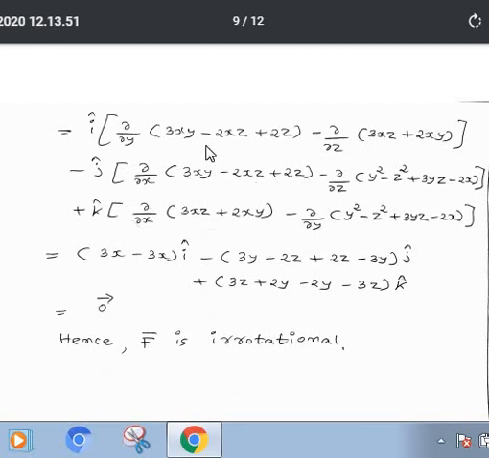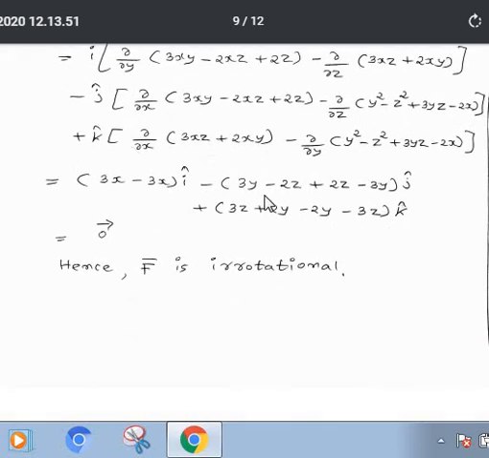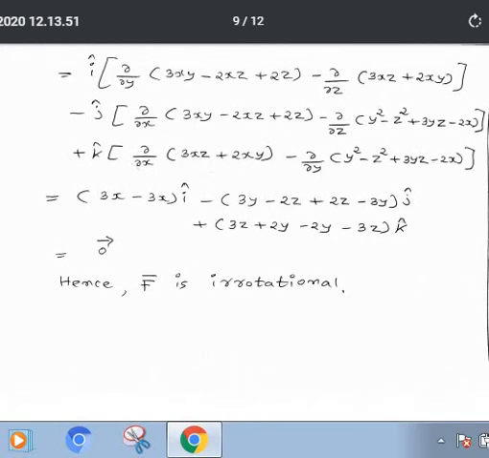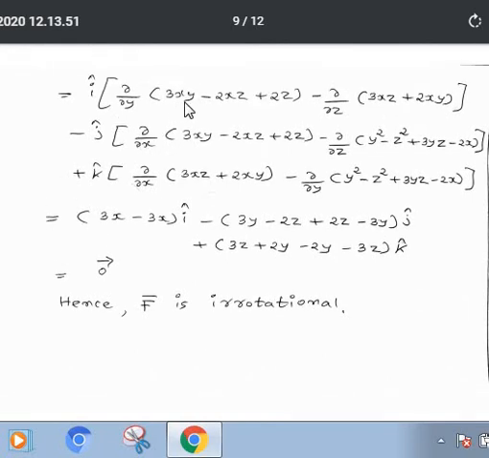Now we have to find the partial derivative of this function with respect to y. We can see the partial derivative of 3xy with respect to y, the result is 3x. Then 2xz and 2z are functions of x, z, so their derivative will be 0. Now the partial derivative of these functions with respect to z, over here it will be 3x, and for 2xy it will be 0, so the result is minus 3x.